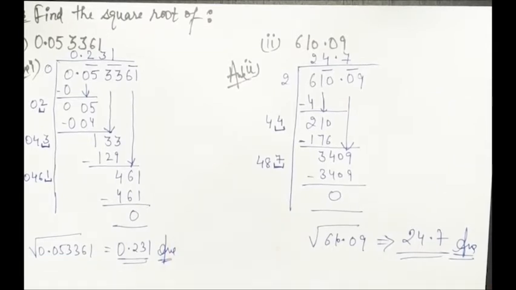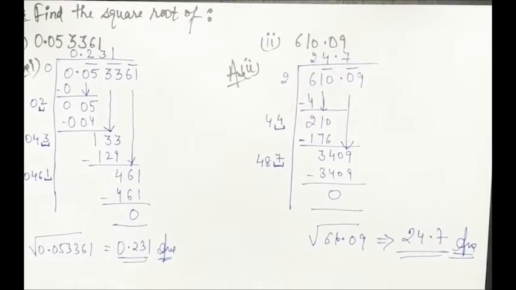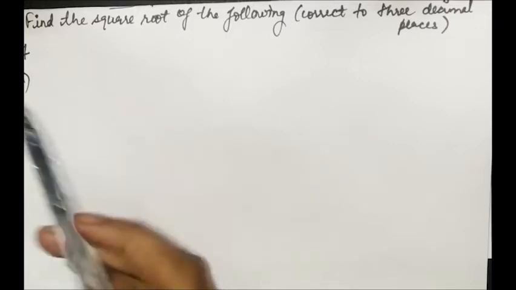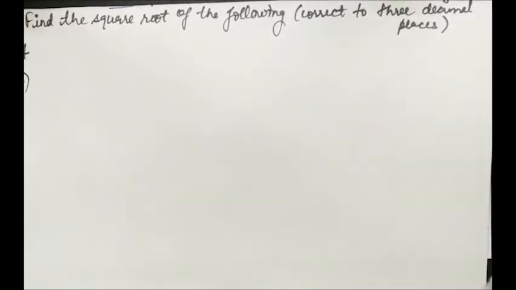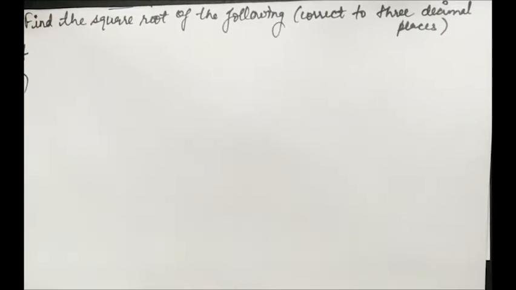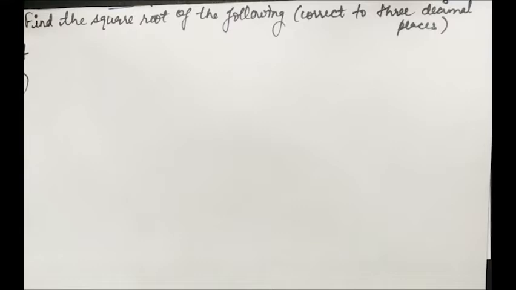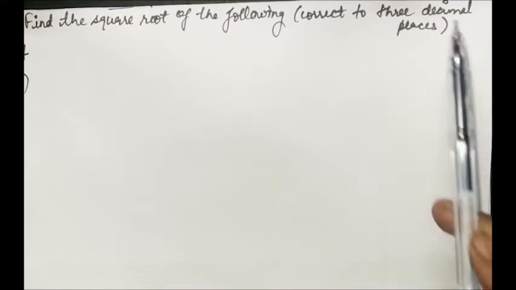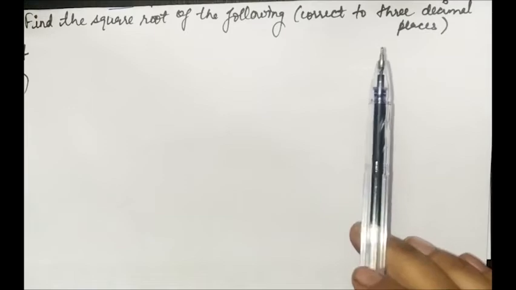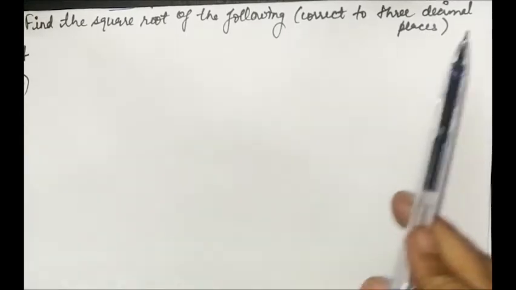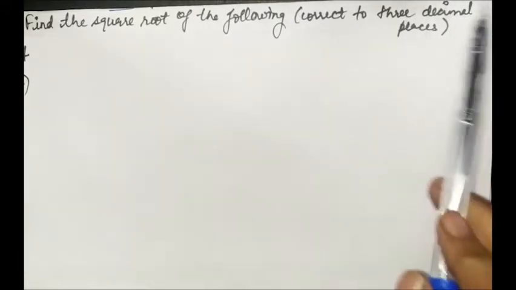So let's move on to the fourth question. The fourth question is saying find the square root of the following. I am doing only one part, and the remaining 3 parts you have to do on your own. I will be telling you how to do that in the first part only. So listen to me carefully. The question is saying you have to find the square root, but side by side you have to find the correct 3 decimal places.